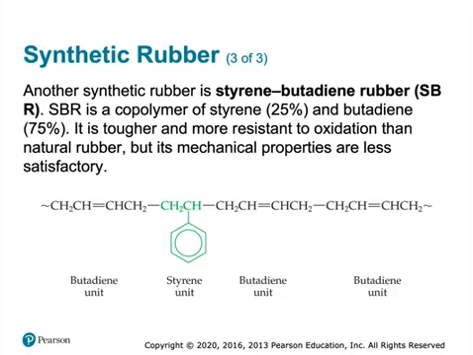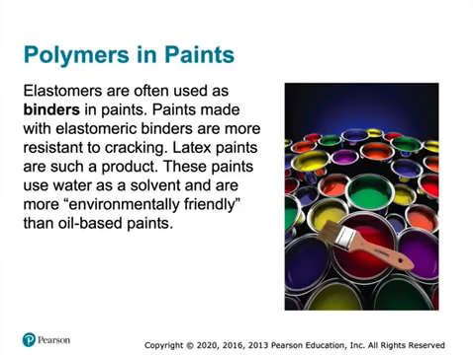So styrene-butadiene rubber, it's tougher than that, and it's much more resistant to oxidation. And it's not as satisfactory in terms of its mechanical properties. So chemically it can be great, but mechanically, it's not the best. So elastomers can be used in binders and paint.